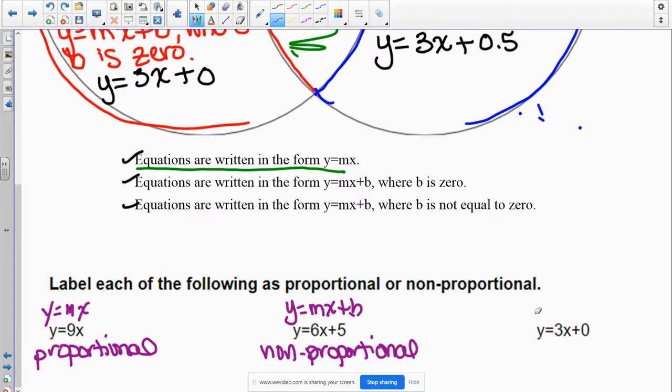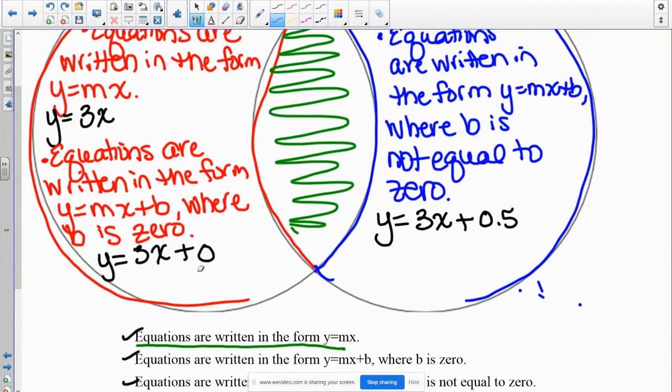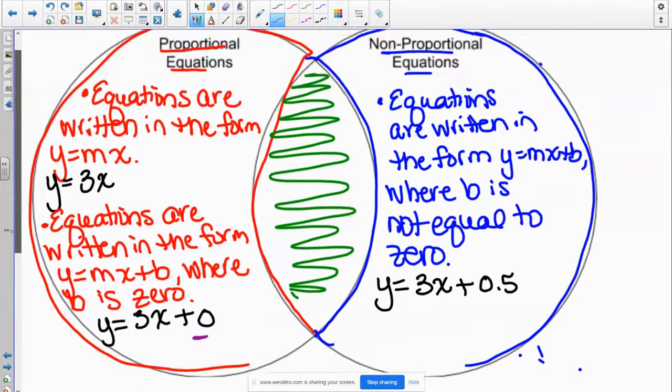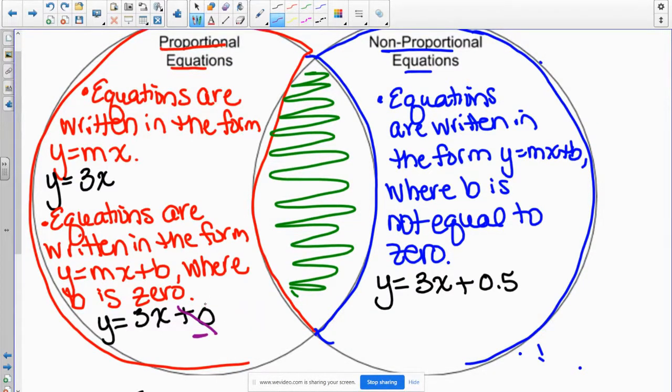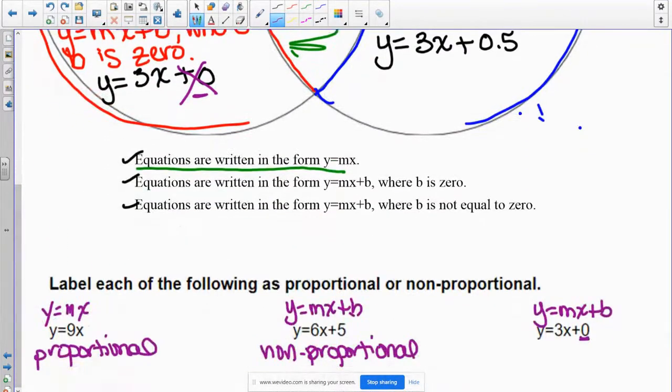And this last one, it looks like y equals mx plus b, but notice this time b is 0, and if you go back up here and look, anytime that b is 0, that is also proportional, because technically if I just cross out that 0, it turns into just y equals mx, because mathematically adding 0 does nothing. So this is proportional also. Okay, so those are equations.